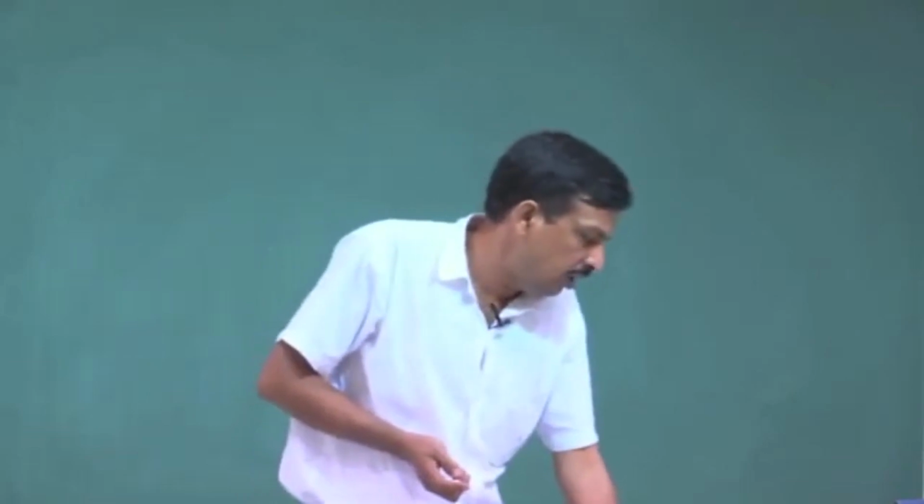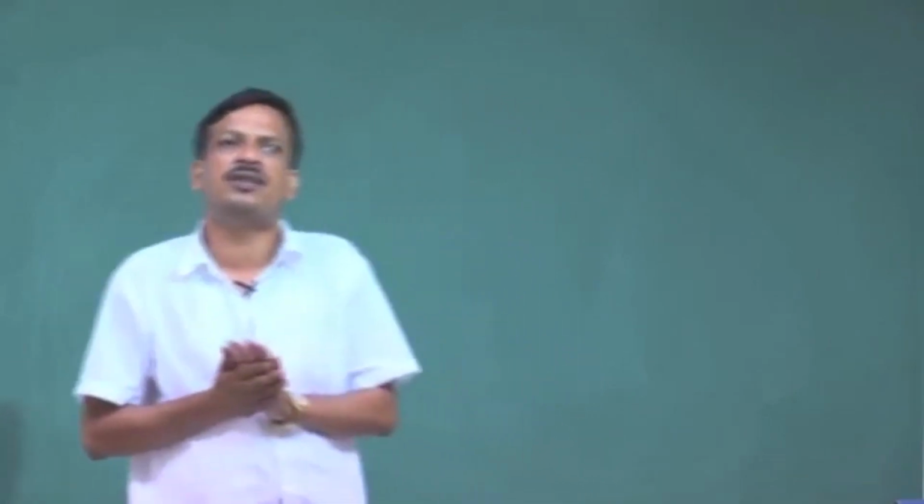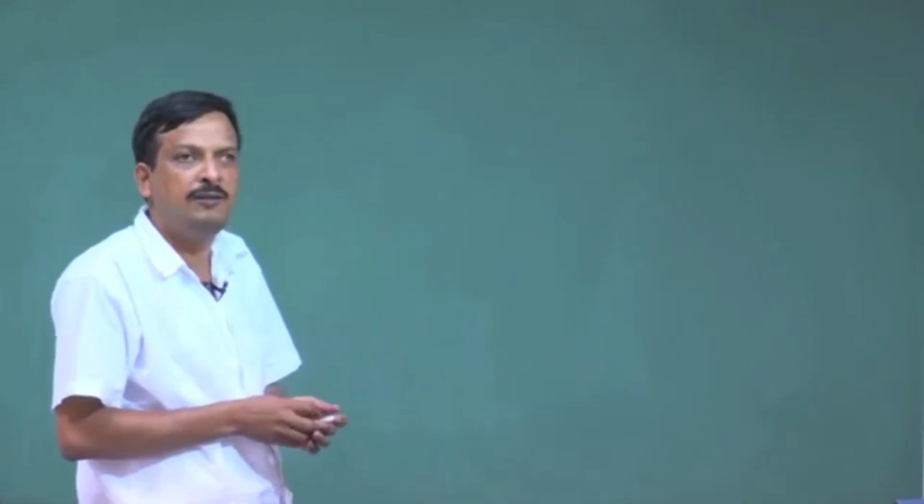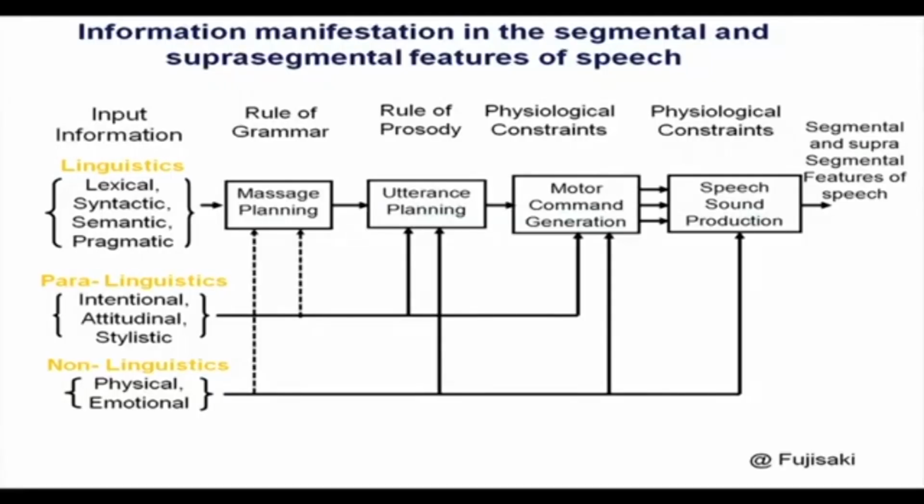As we explained, human speech production depends on some steps. First is message planning, which involves the linguistic parameters, then the role of prosody, the utterance planning, then the psychological constraints followed by motor command generation, then speech sound production and radiation of the speech from the mouth.